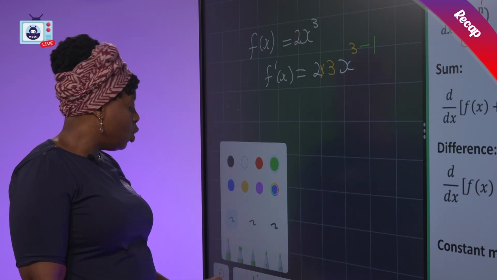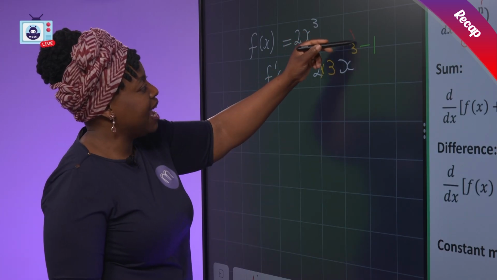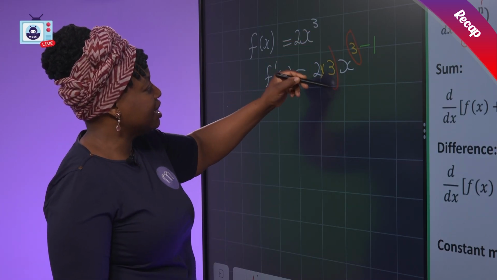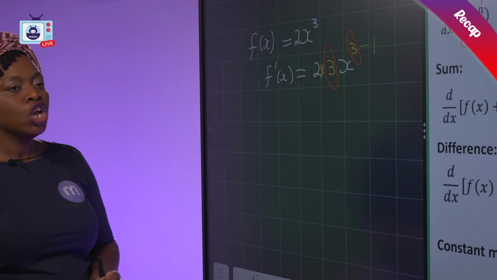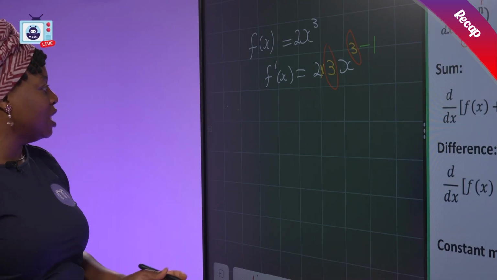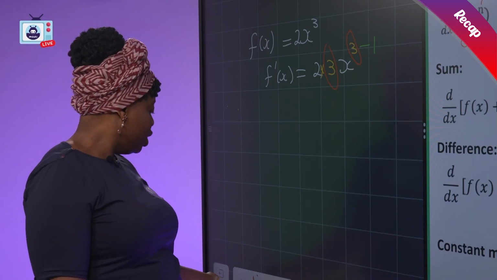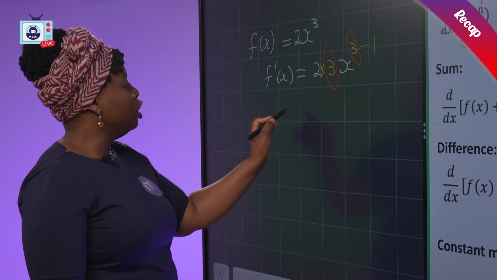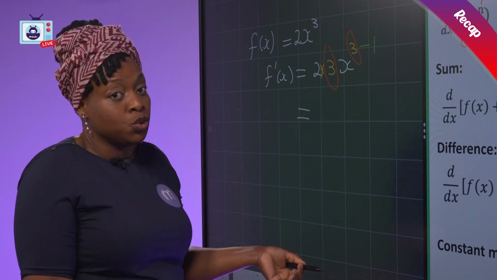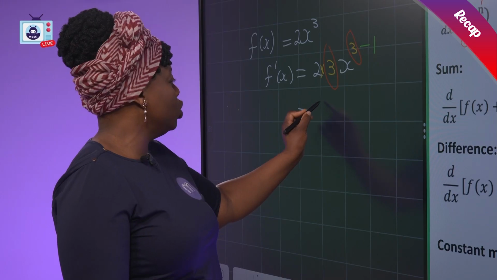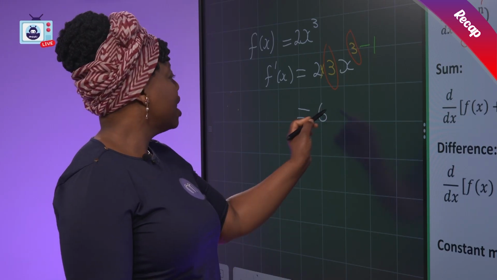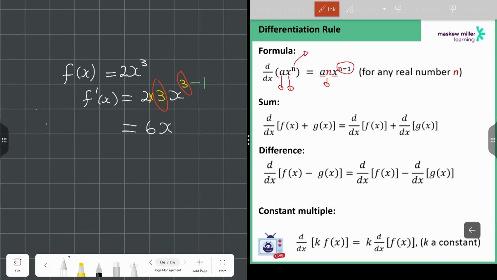You always have to remember that the 3 that I have here is the one that has come here, and I'm multiplying with that. It's not something different from that. So what I'm going to do is just multiply and do the math. It's 2 times 3, which gives me 6, and I'll keep my x, but then 3 minus 1 will be 2. So instead of 2x cubed, when we derive it, it gives us 6x squared.